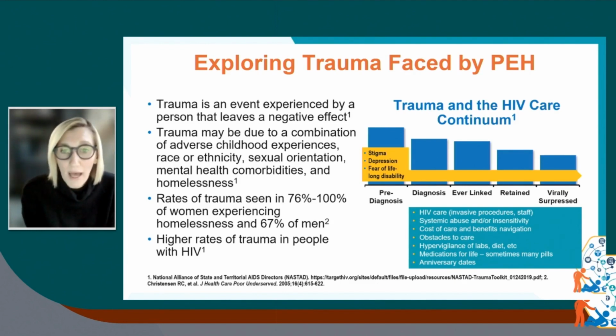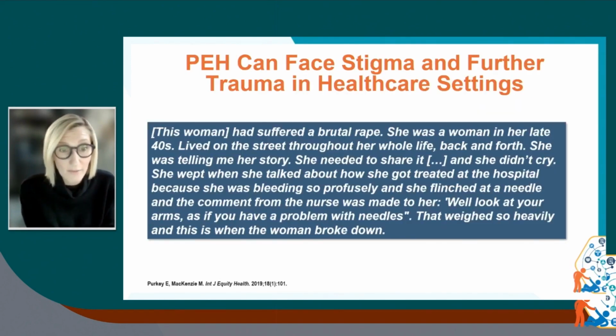Exploring trauma faced by people experiencing homelessness is important. Trauma is defined as an event experienced by a person that leaves a significant negative effect, and may be due to a combination of adverse childhood experiences, race or ethnicity, sexual orientation, mental health comorbidities, and homelessness. The rates of trauma among women experiencing homelessness were as high as 76, all the way up to 100%, and also high for individuals who identify as male, 67%. And there were also higher rates of trauma in people with HIV.